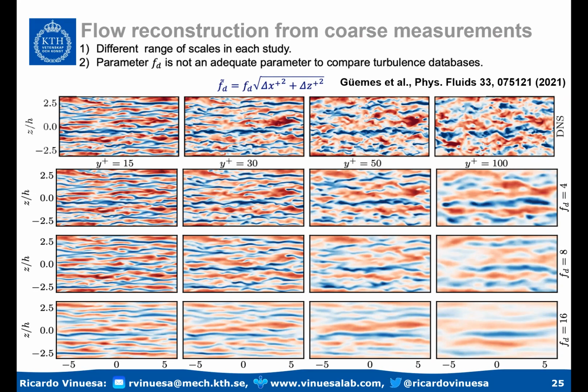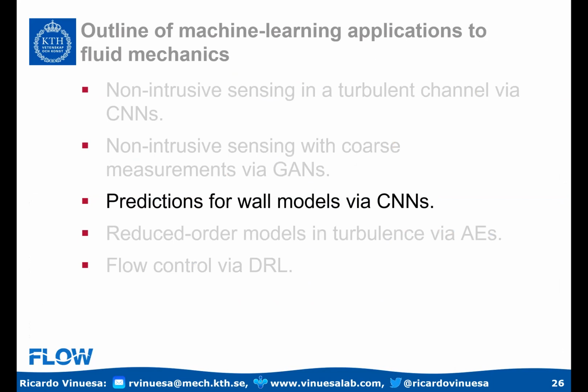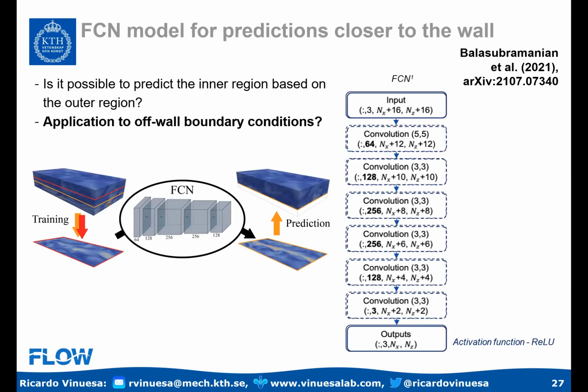Now I'm going to show you one example of the opposite application. So instead of predicting from the wall above the wall, I'm going to use information from the outer region to predict what happens closer to the wall. And of course, one motivation for this is in wall models. We're not going to develop a wall model. This is just kind of a prediction exercise. This is work in arXiv, and you can see the details there. We're working on a paper on it also, so that should be available soon.